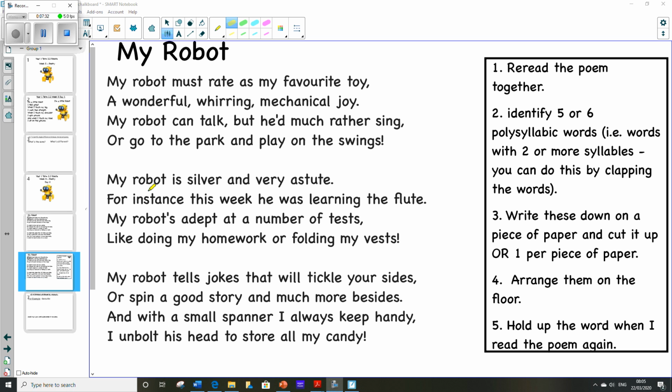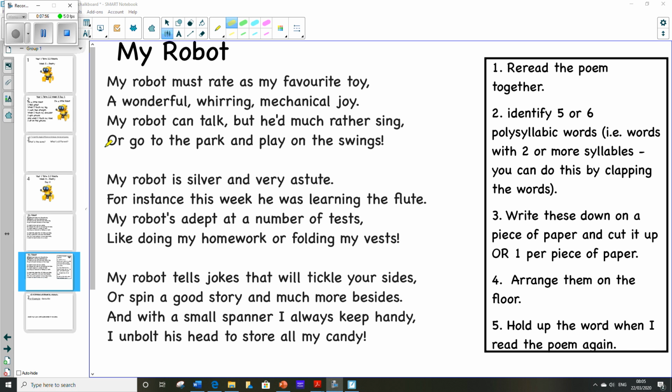My robot is silver and very astute. For instance, this week he was learning the flute. My robot's adept at a number of tests, like doing my homework or folding my vests. My robot tells jokes that will tickle your sides, or spin a good story, and much more besides. And with a small spanner I always keep handy, I unbolt his head to store all my candy.